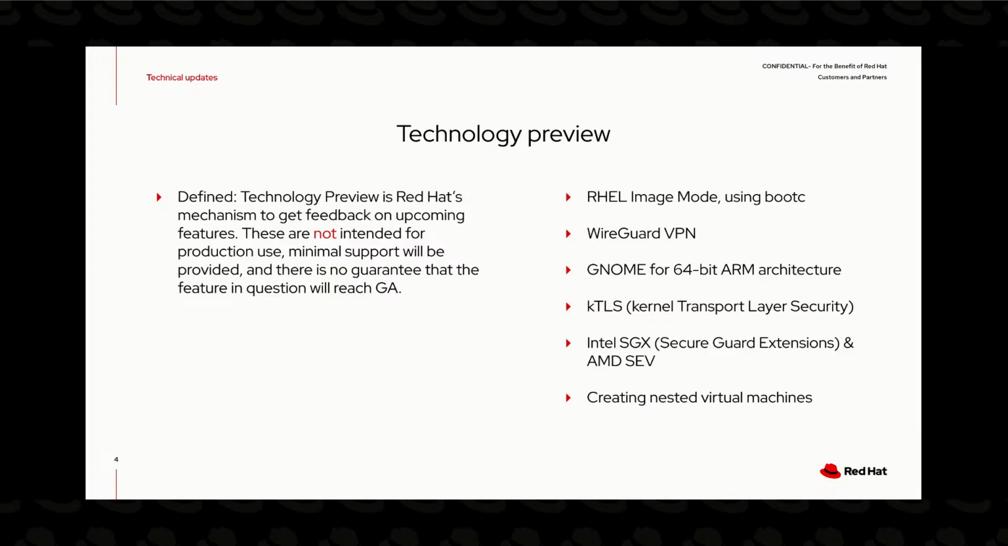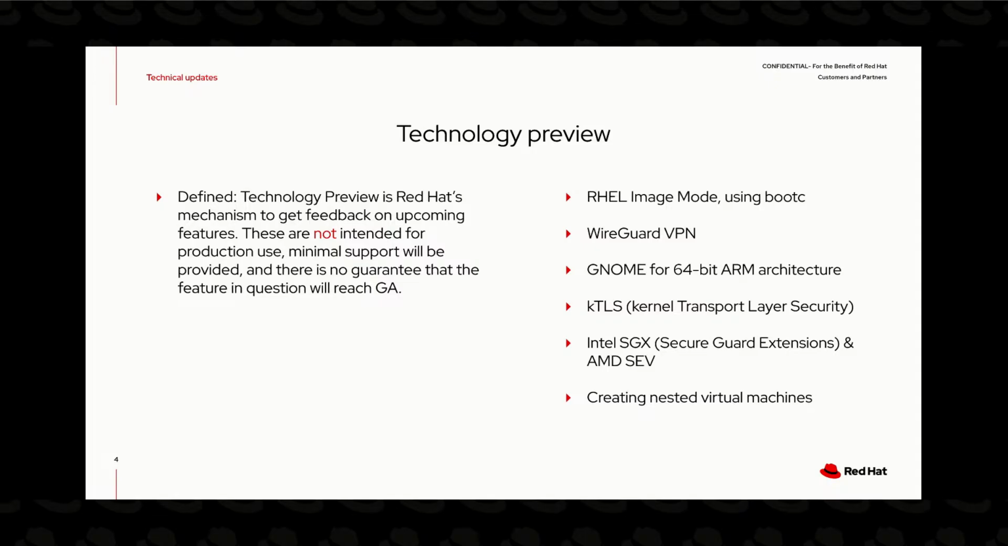WireGuard VPN is a tech preview in RHEL 9.4 and 9.5, as is GNOME for 64-bit ARM architecture. So these are all things that are in the product today, but are not fully supported. kTLS is a new one. So this is kernel transport layer security. It's an offload for the system for encryption. And I'll provide in the video notes a link to some kernel documentation that goes into a stupid amount of detail on what this is and how it works.